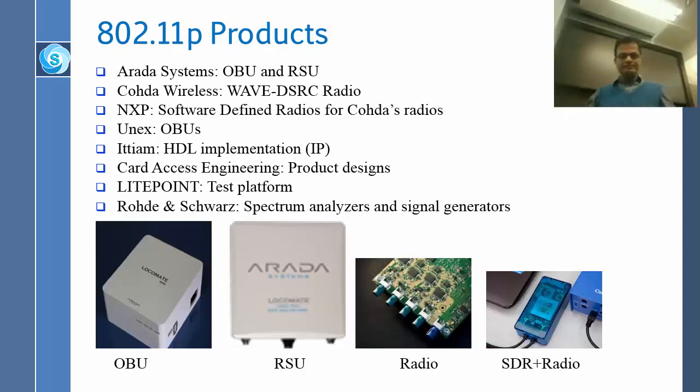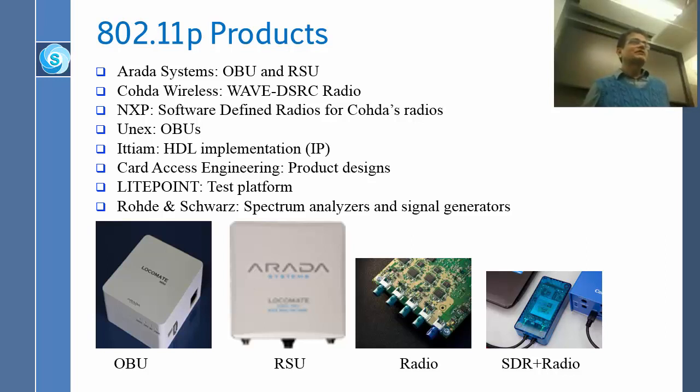So 802.11p, there are a number of companies which are making products. You generally don't see these products because they are sold directly to the car companies and come built into the car if your car has a need for this. So OBUs and RSUs, radios, SDR, software-defined radios, and then hardware implementation, HDL implementation. Some companies make intellectual property. IP is there for intellectual property.